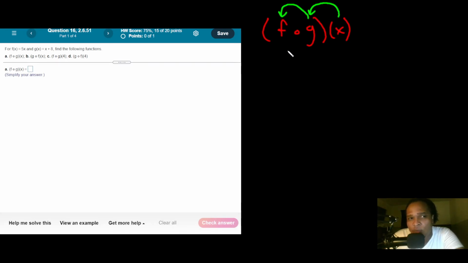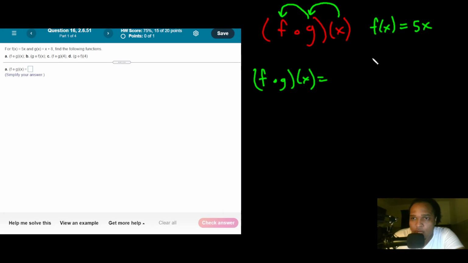Okay, so now what? Well, now we find f of g. So looking at f of g here, we have f of g of x. What do we do? Well, what is our f function? The f of x is equal to 5x. g of x is equal to x plus 8, correct?